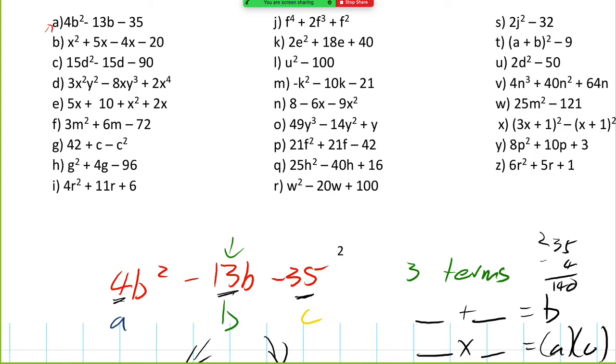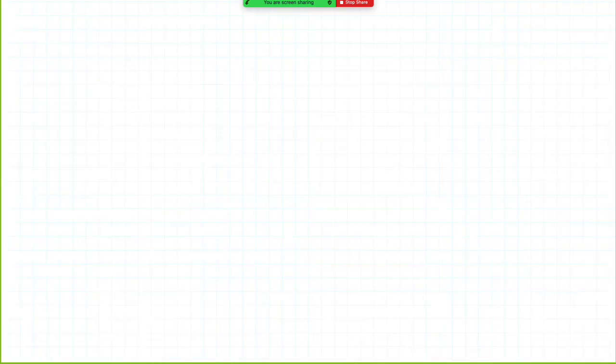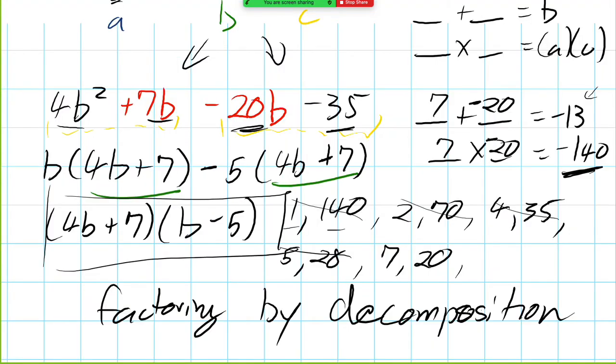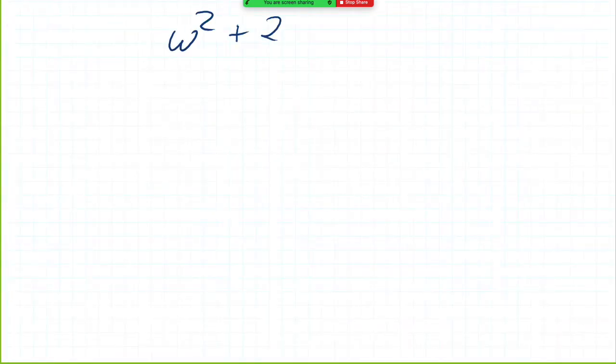We're going to take a look at another question. This is a special question. I'm going to purposely choose this one. W squared minus 20w plus 100. Okay, and the reason I'm choosing this is because this is actually a special type of factor in this question.